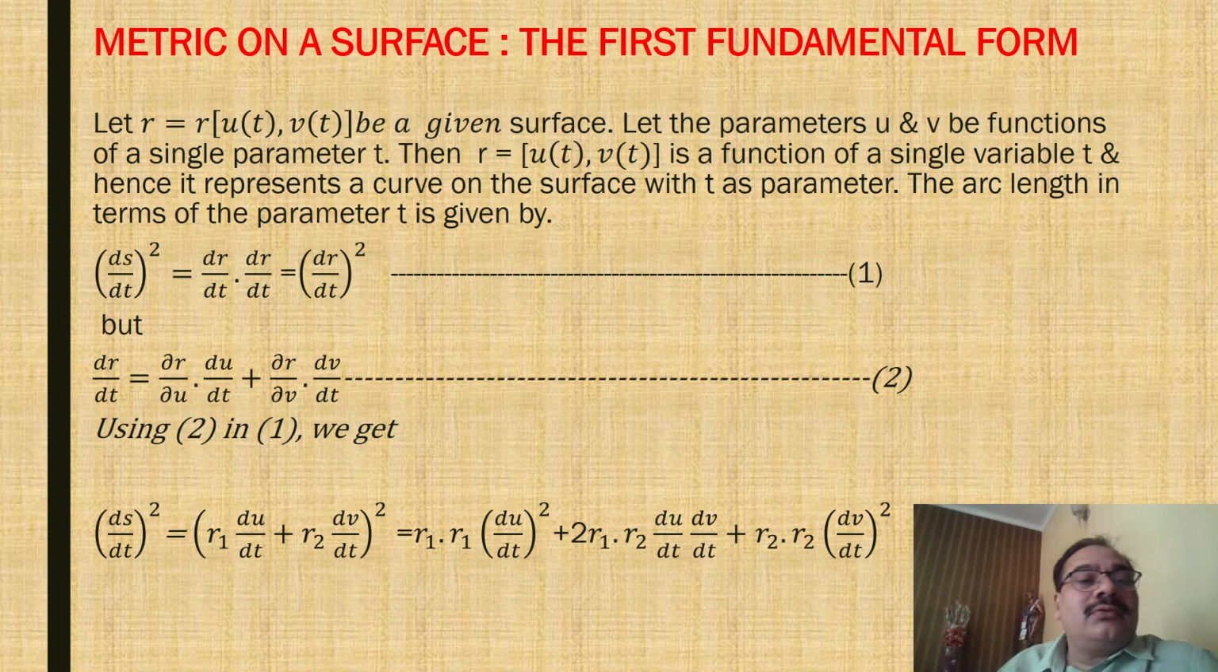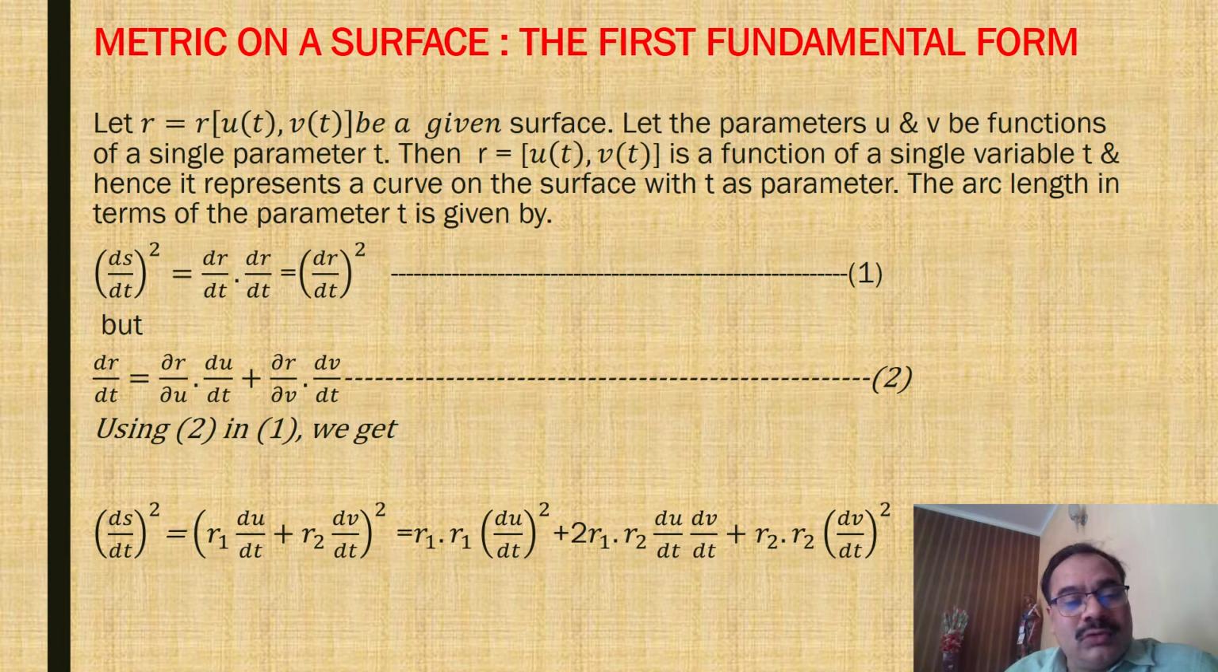Dear students, today we are going to discuss the metric on a surface. So let us look at how to calculate the metric on a surface. This is also known as the first fundamental form. Let us consider r, a function of u(t) and v(t), be a given surface.